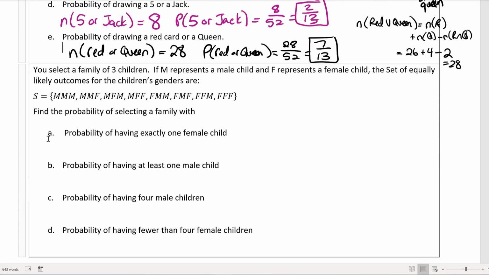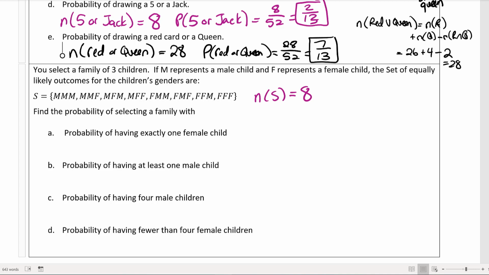Our next example is an example for a family. You select a family of 3 children. If M represents a male child and F represents a female child, the set of equally likely outcomes for the child's genders are as follows. Your sample space would be MMM, MMF, and so on and so forth. How many total choices do you have in the sample space? 1, 2, 3, 4, 5, 6, 7, 8. There are 8 different ways that you could have the 3 children being in different combinations of male and female.